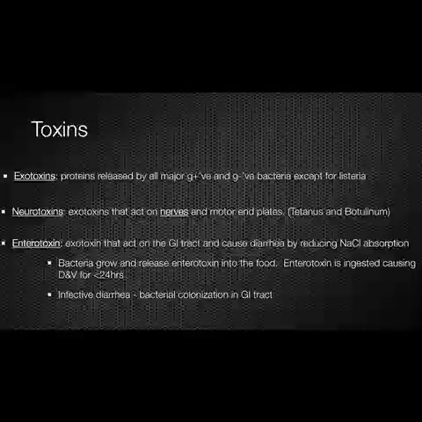So there are basically three types of toxins that bugs produce. There are exotoxins, neurotoxins, and enterotoxins. Exotoxins are essentially proteins that are released by all major gram-positive and gram-negative bacteria, except for Listeria. Neurotoxins are a type of exotoxin that have a particular action on nerves and motor end plates, and the two that most people will be familiar with will be tetanus and botulinum.